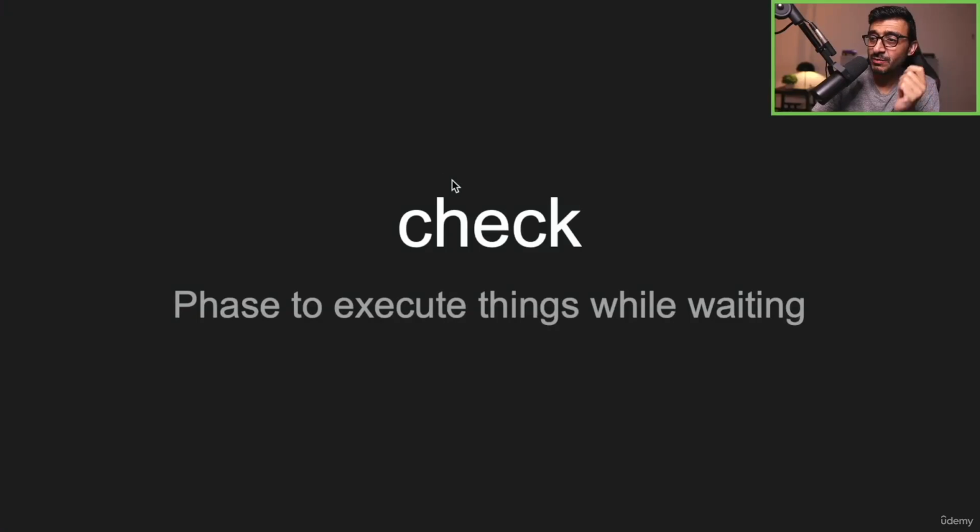Now that we talked about the most important phase, which is the poll phase, it is time to talk about the next phase after the poll phase. It's a very critical phase where we have control over it as users. We can schedule callbacks to be executed in that exact phase, right after the poll phase, right after I/O, and that's the check phase. Let's talk about the check phase.